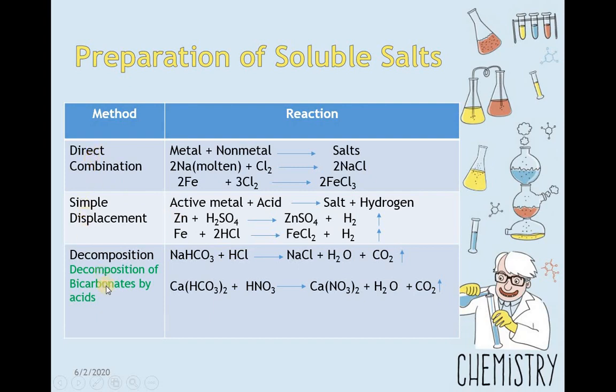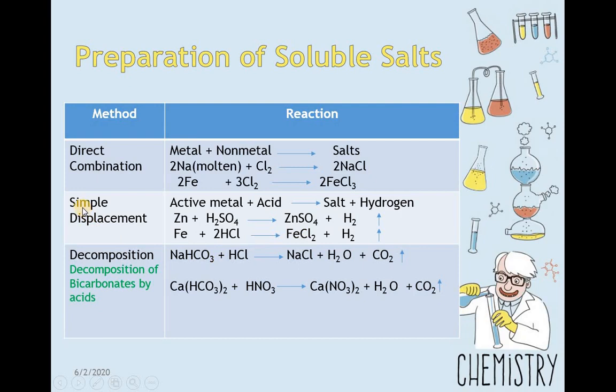There are different methods over here on the left hand side. First is direct combination, where a metal and a non-metal combine together to give the salt. Examples are given for the preparation of sodium chloride and ferric chloride.